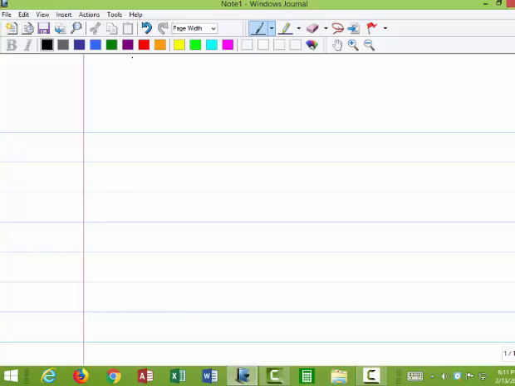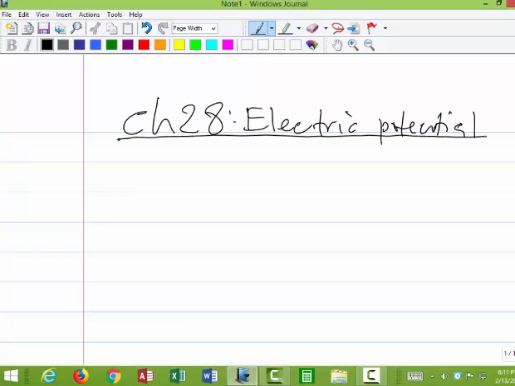Let's start with electric potential, chapter 28. Okay, so we learned in physics 1 about potentials, and the potential is the work per unit quantity. So we'll use the same approach and start off with that.